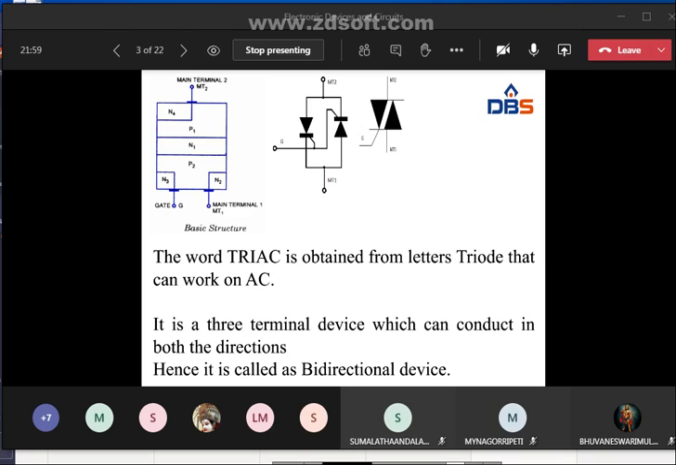So positive gate with respect to MT1 forward biases the P2N2 layers and breakdown occurs. The positive gate with respect to MT1 forward biases the P2N2 layers and the breakdown occurs, right?